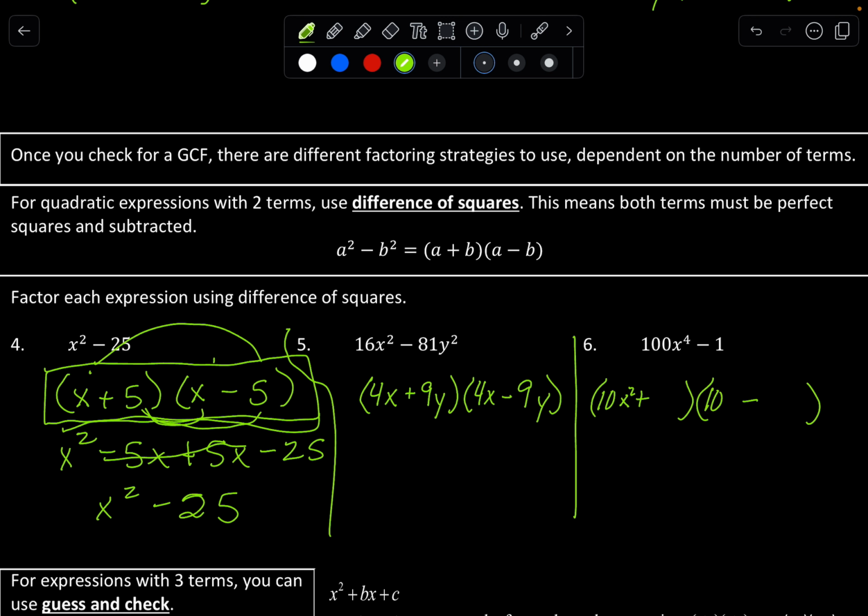Same thing with the second one here. 10x squared times 10x squared gives me 100x to the fourth. Second one, what do I take times itself to get 1? Hopefully that's fairly straightforward. Minus 1 and plus 1.